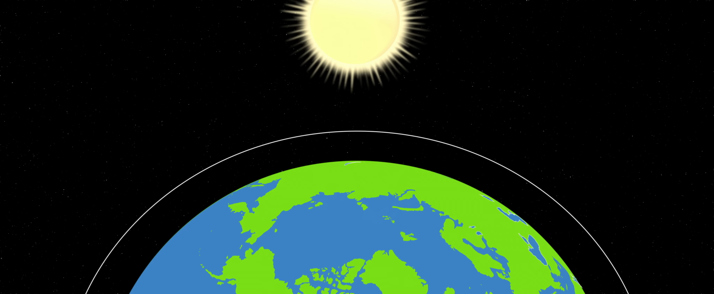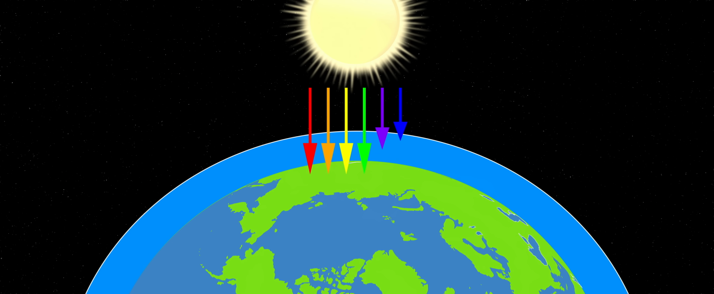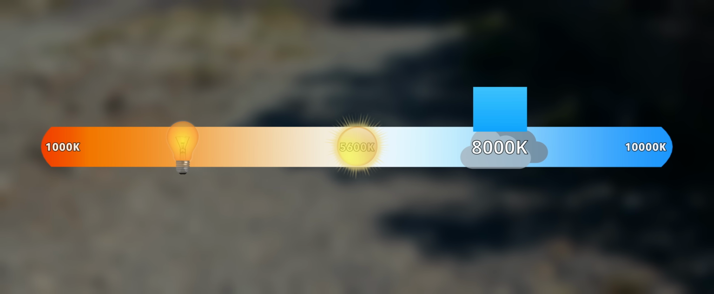The sun, a white light, is surrounded by blue sky. This is caused by the Earth's atmosphere scattering blue and violet waves from the sunlight. And you can see the effect of the blue sky wherever the sun is blocked, in the shadows. On the Kelvin scale, this can be anywhere from 8,000 Kelvin upwards, depending on weather conditions and time of day.